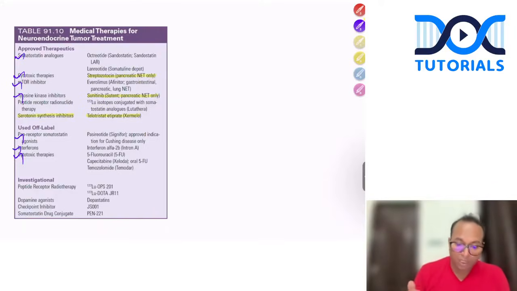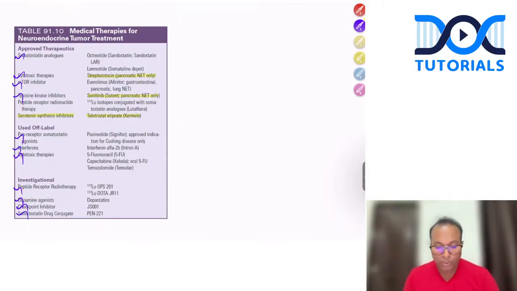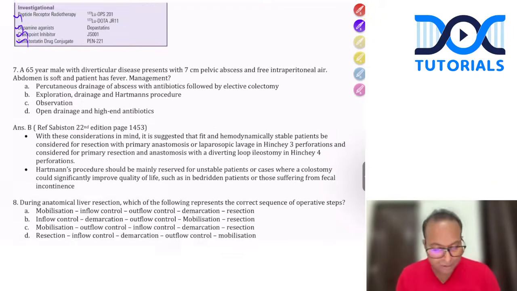Still, there are studies going on, and investigations are still going on with lutetium, dopamine agonists like dopastatin, JS001, and somatostatin drug conjugate. These are all new drugs which are under study. Just go through this table. You can get MCQs from this table in future exams.